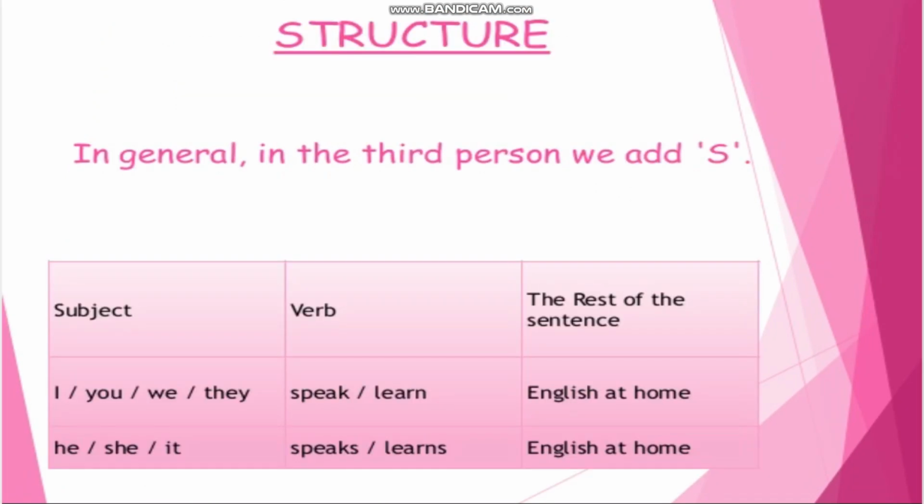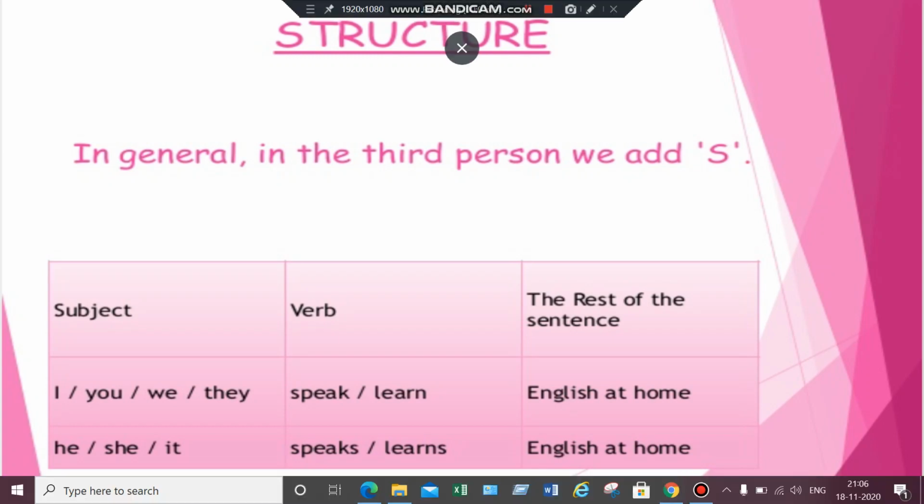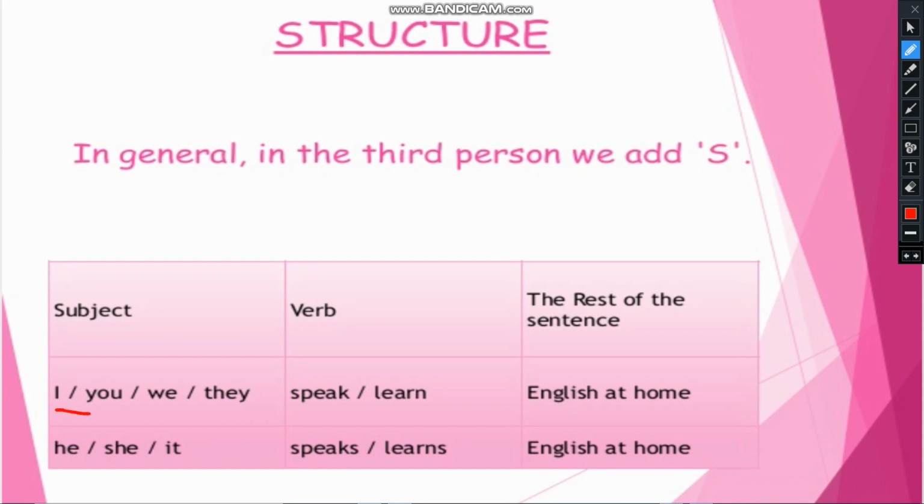Now generally, how is the structure of the sentence in the simple present tense? You can see here we are using the subject, then we are adding the verb to it. जैसे हमारा सब्जेक्ट है आई, यू, वी, दे, इसके साथ हमने वर्ब ऐड किया, क्या, स्पीक या लर्न, प्लस हमारा आगे का सेंटेंस और द ऑब्जेक्ट. सो सब्जेक्ट प्लस वर्ब एंड द रेस्ट ऑफ द सेंटेंस, दैट मेक्स आवर कंप्लीट सेंटेंस. सो आई स्पीक इंग्लिश एट होम, यू स्पीक इंग्लिश एट होम, वी स्पीक इंग्लिश एट होम, दे स्पीक इंग्लिश एट होम.